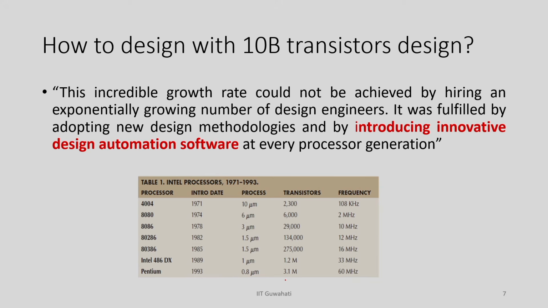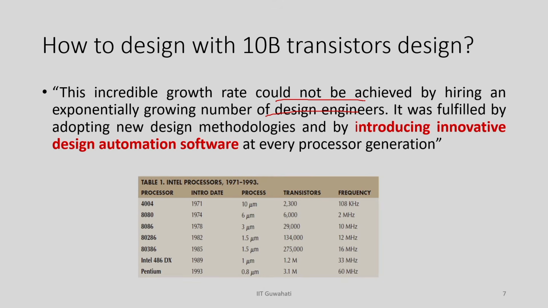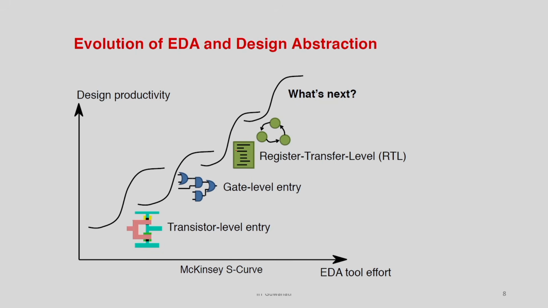Is it something where you hire more electronic engineers? They will be design engineers, they will build it for you. So you basically hire more people so that you can parallelize the task. No, again it is impossible, it cannot be achieved. This growth cannot be achieved by just hiring an exponential number of design engineers, right. It is achieved because of the design automation software, because of the evolution of the electronic design automation software, this growth is possible, right. So, let us try to understand what is this design automation I am talking about.